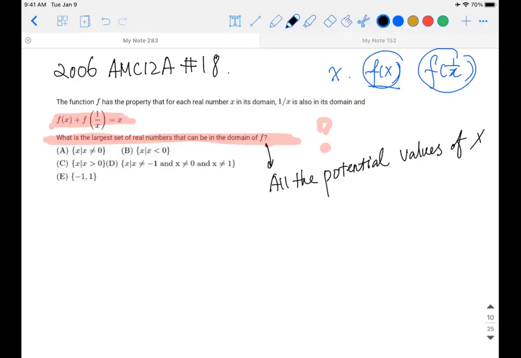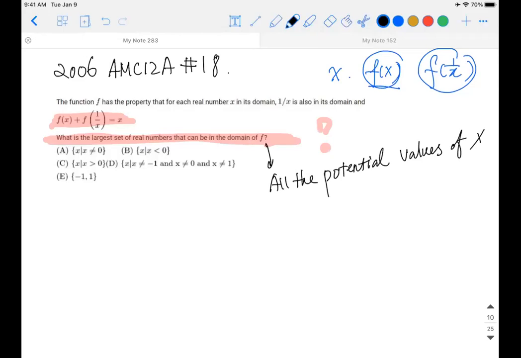X can have one number, can have 1 million numbers. If you have 1 million numbers, you tell me them all, 1 million. I want to have the largest. If you miss 1 or miss 2, no, this is not the largest. So the question is really asking you, what are all the potential values of x that make this equation, this f(x), hold. Right? I think this is very understandable.